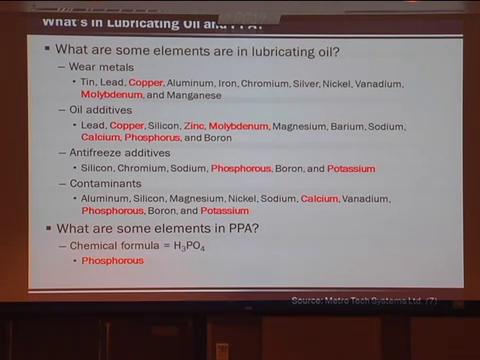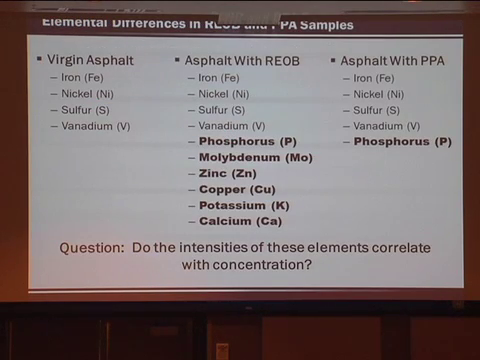The reason I have these particular elements highlighted in red is because you will see on the next slide that these are the elements we are actually looking for to determine whether or not Rehab and PPA are in the sample. And of course, when you consider PPA, there's the chemical formula for it. You can see PPA has phosphorus in it, right? So that's one element that we would look for.